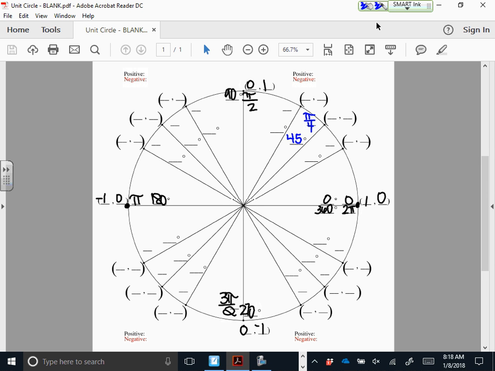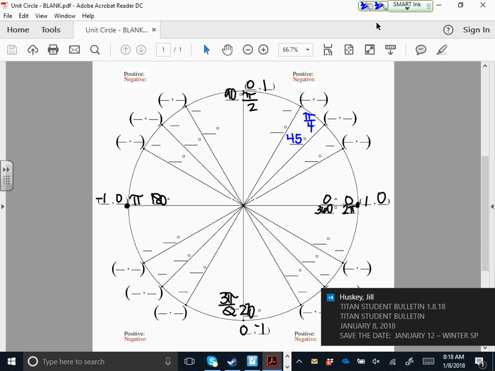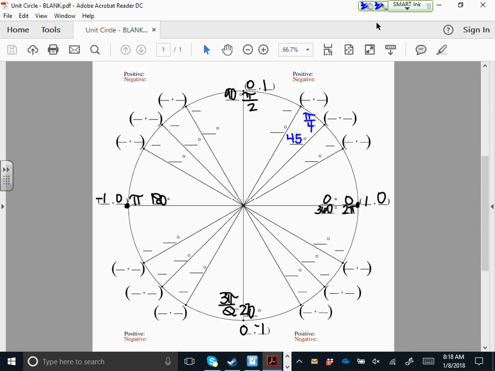Now, if we are traveling on the coordinate plane, I have an xy coordinate. We travel horizontal x and vertical y. Do you agree? How you learned to plot points way back in, when did you learn to plot points? 6th grade, 7th grade? Way a long time ago, right?